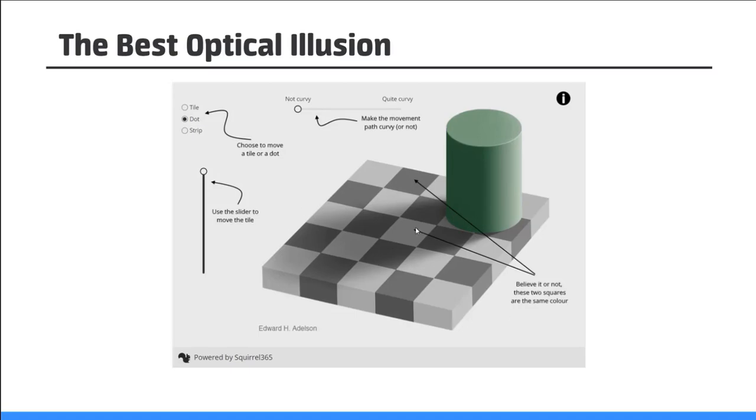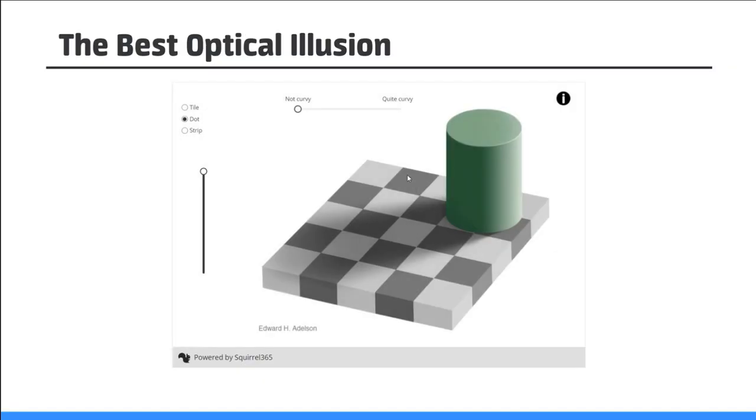And it says, believe it or not, these two squares are actually the same color. And it is impossible to tell that that's the case just by looking at it. They will always look different. So that one and that one are the same shade of gray. And you can see that if I move, actually, let's start with a tile. If I move the tile down here, it just looks like the tile's changing. It doesn't make it much better if it's there. I can make it a curvy movement. It still just looks like the dot is changing as it goes.